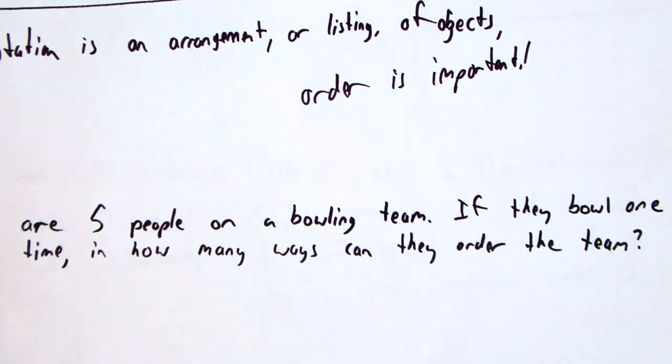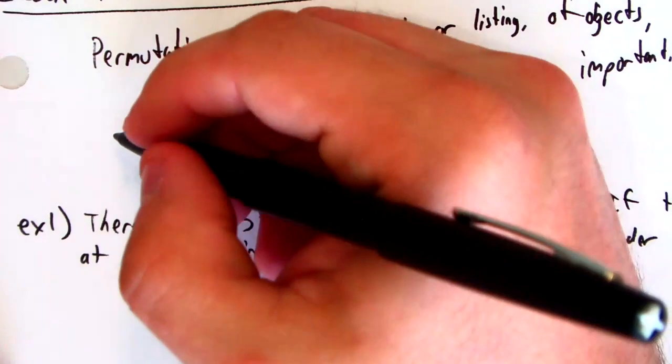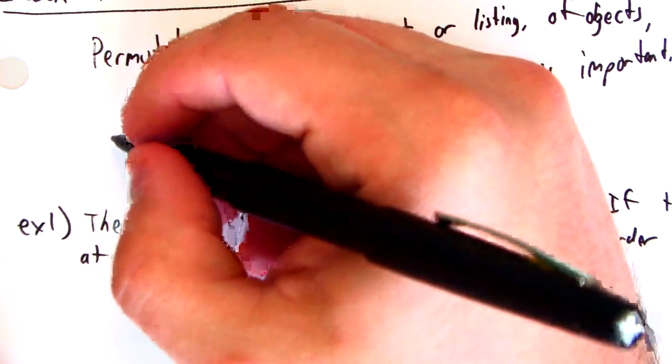Order is important. So, for example, if I pick something and I have 3 selections that I can make, the first one can have 3 options, but then for the second one I've already used one of those options, so I have less that I can use. So this is what it's going to look like.